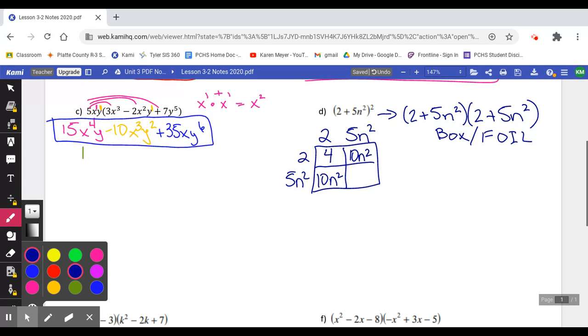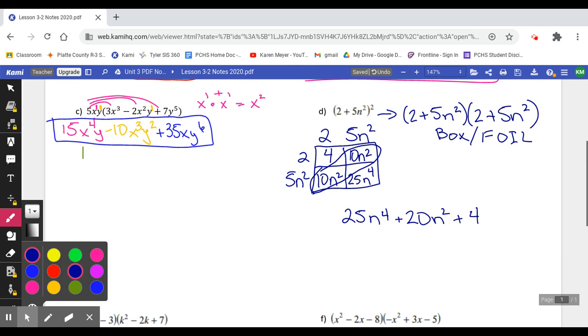5n squared times 5n squared, well, 5 times 5 is 25. And then add your exponents, so 2 plus 2 would give me n to the 4th. So we're looking at 25n to the 4th. Then I have some like terms here. 10n squared plus 10n squared is 20n squared plus 4.